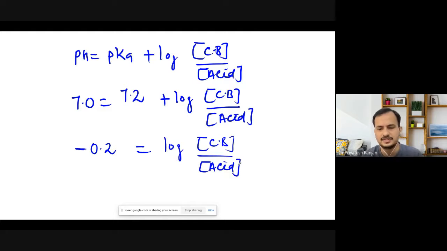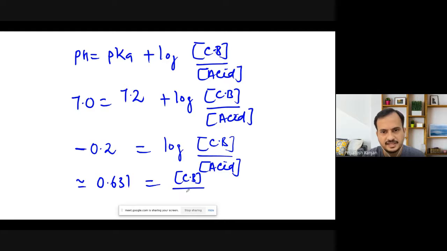So just try to calculate the value. You can take the antilog of minus 0.2, which is going to be 0.6309, and I can consider the value as 0.631, equal to the ratio of the concentration of conjugate base and acid. 0.631 is a ratio, remember.